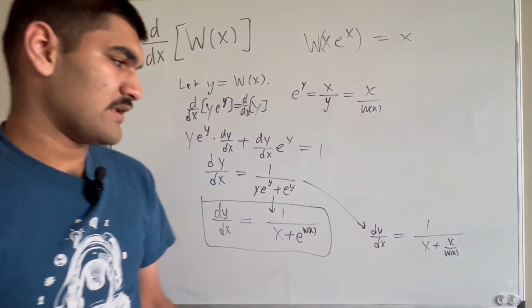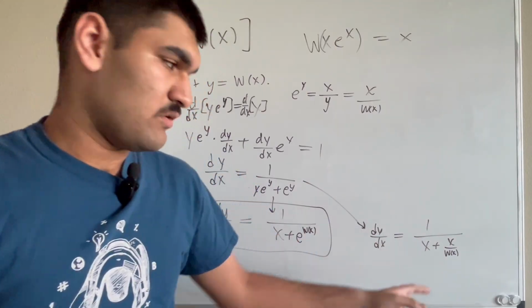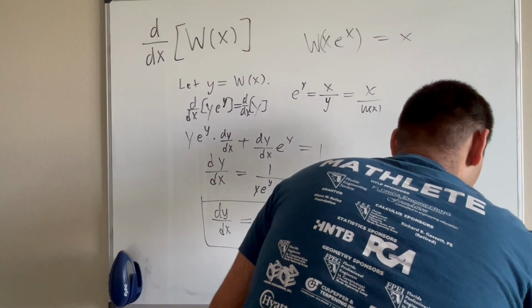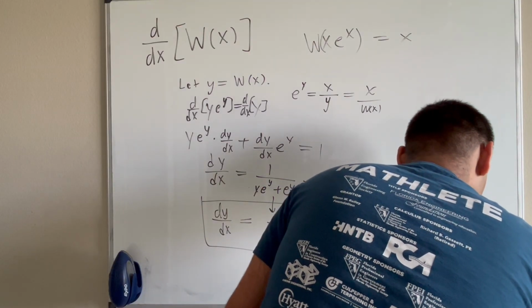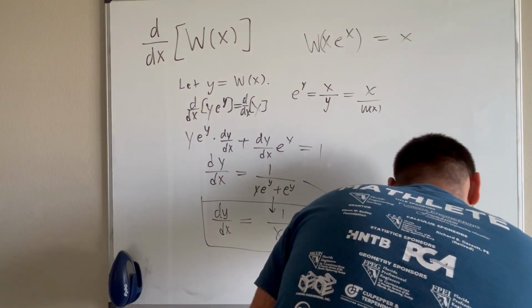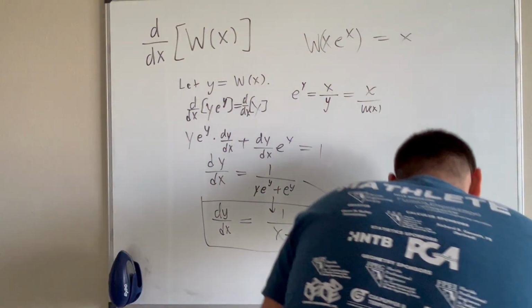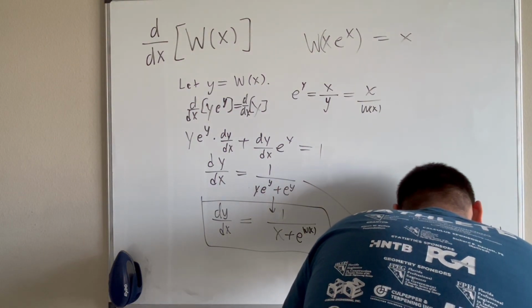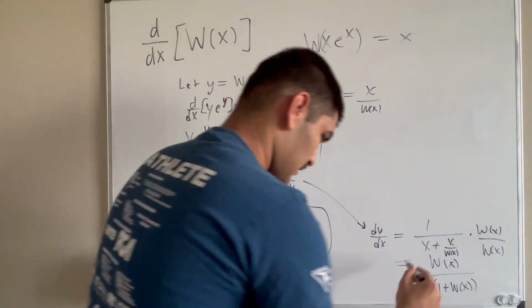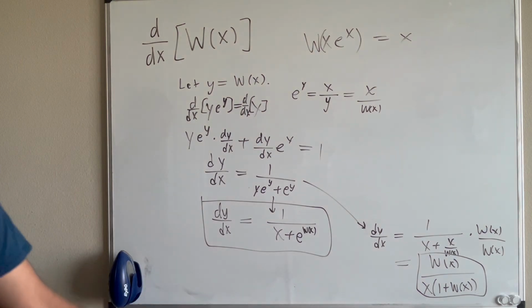Okay, like that. And then we have a complex fraction, so we should multiply top and bottom by W of x to get rid of that fraction in the denominator. So I will do just that. And let's see. We have W of x, and then in the bottom I can factor the x out. So then we get W of x over x times 1 plus W of x. Okay, like that. So this is another valid form of the answer.